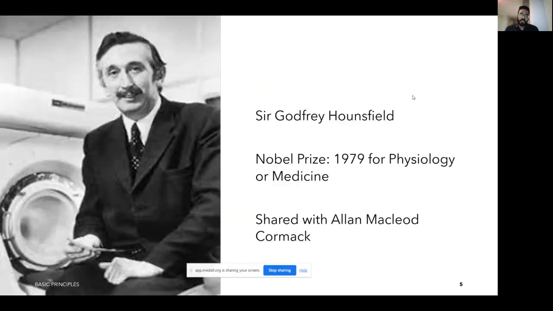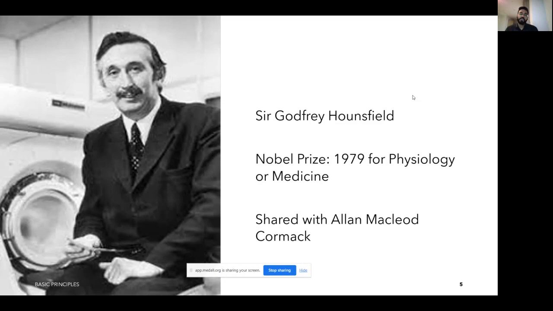And in comes our hero, Sir Godfrey Hounsfield. Sir Hounsfield was an electrical engineer by profession, but he was very much interested in computing as well as imaging modalities. So he worked with Allan MacLeod Cormack, who was a physicist, and together they brought about CT scans, and they shared a Nobel Prize in 1979 for this particular achievement.